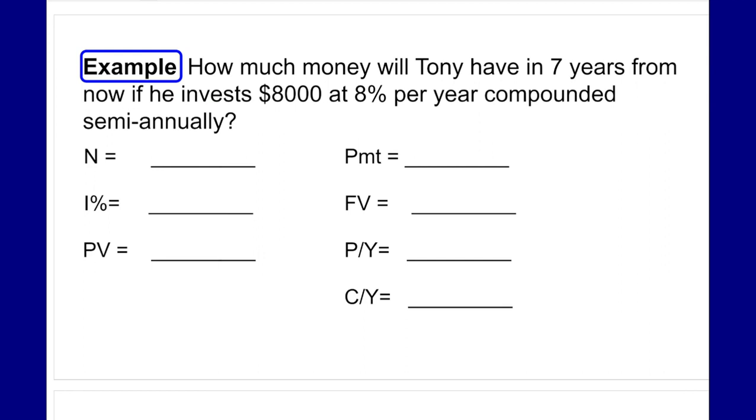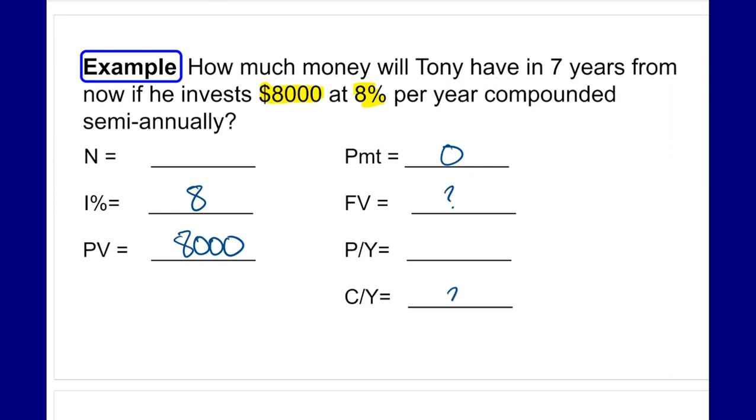Looking at the next question, how much money will Tony have in 7 years from now if he invests $8,000 at 8% per year compounded semi-annually? So again, we can go through and find out the key information. Again, some that stick out: 8,000, 8%. So 8%, we start with 8,000. We want to figure out how much we're going to have. PMT is going to be 0.